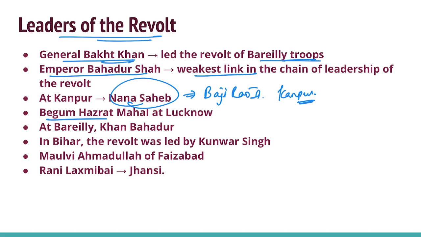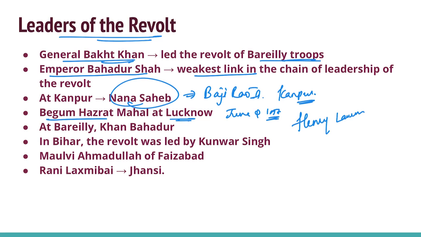Next comes Begum Hazrat Mahal at Lucknow. Here the revolt broke out on June 4th, 1857. Her son Birjis Qadir was proclaimed the Nawab, and a regular administration was organized with important offices that were shared equally by Muslims and Hindus.